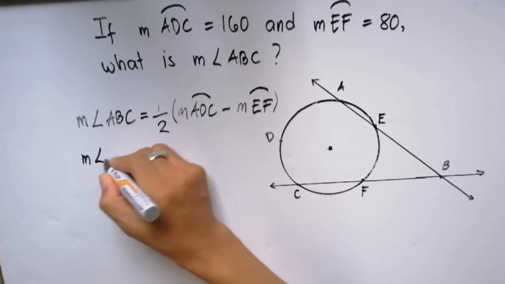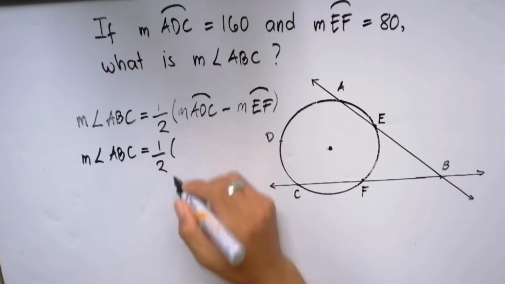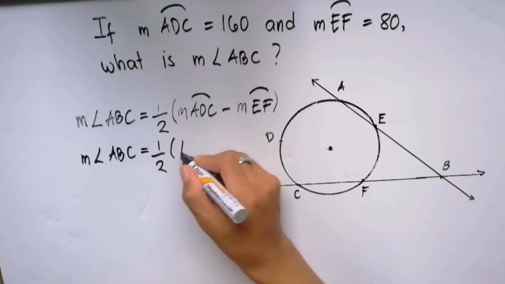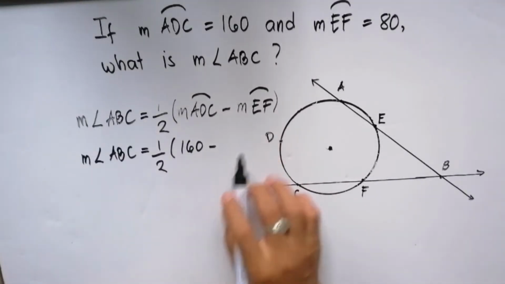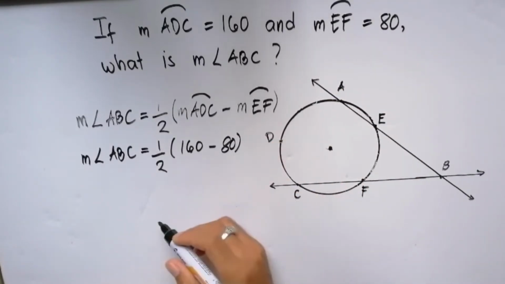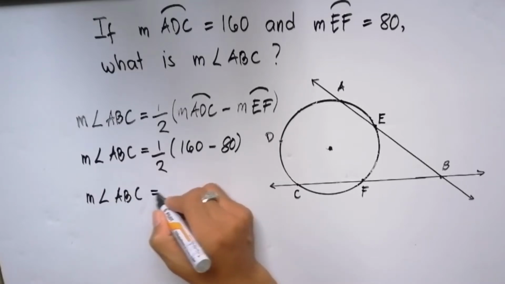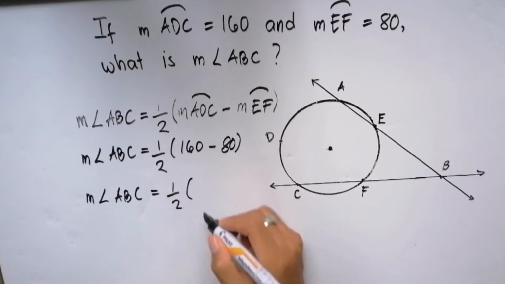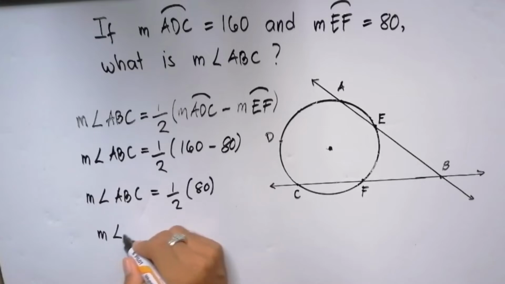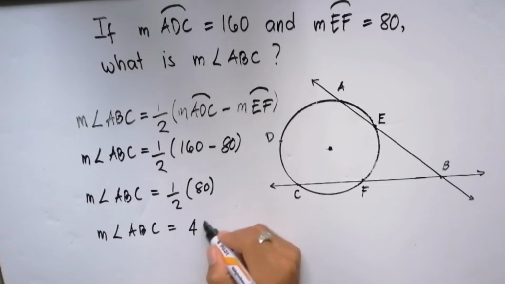So the measure of angle ABC is equal to 1/2 times the measure of arc ADC, which is 160, minus the measure of arc EF, which is 80. So the measure of angle ABC is equal to 1/2 times 80. So therefore, the measure of angle ABC is equal to 40.